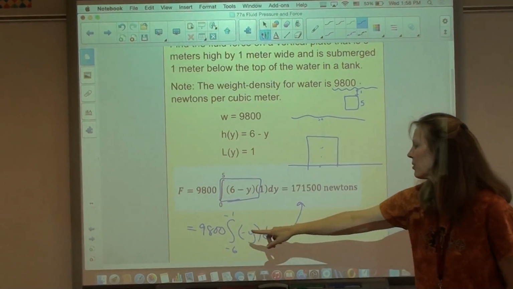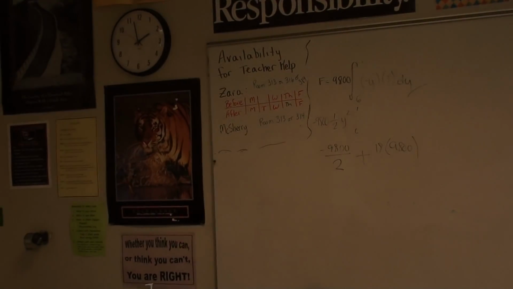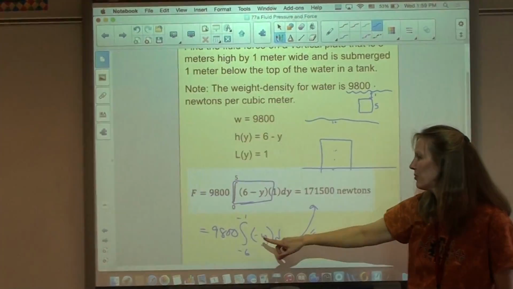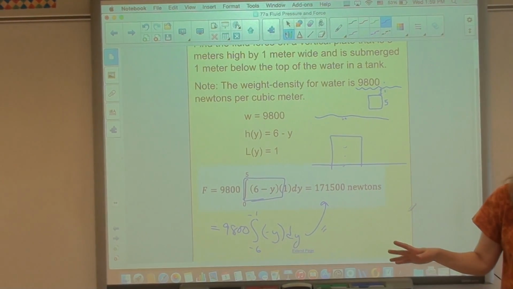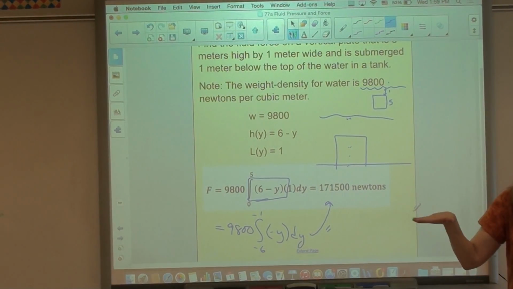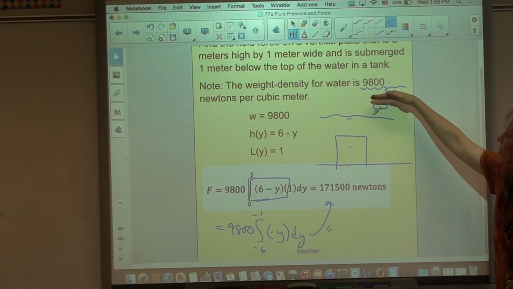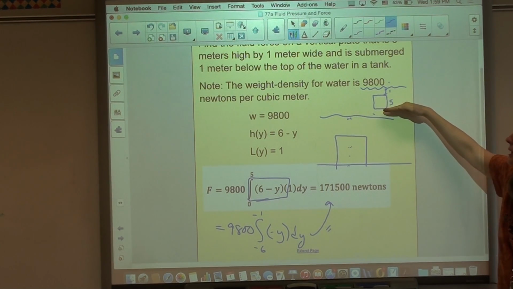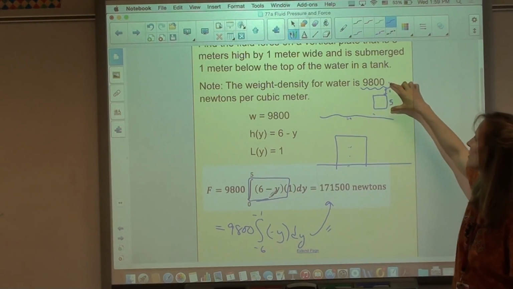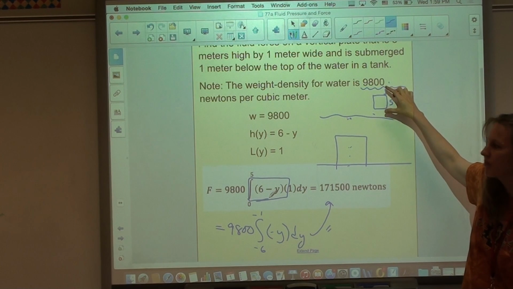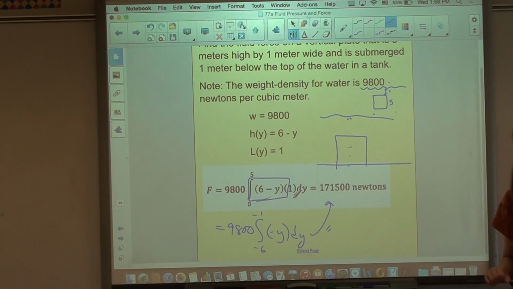This is the one that you did with the x-axis being at the water surface, which would be correct: 9800 times the integral from -6 to -1 of negative y dy. And if you put your x-axis at the bottom of the tank, then you would go the integral from 0 to 5, bottom of the plate to the top of the plate, and your depth would be 6 minus y, times the width, which is 1. Either way, you get 171,500.